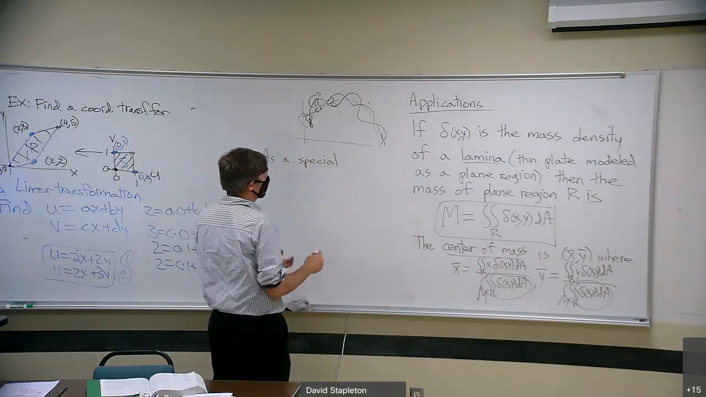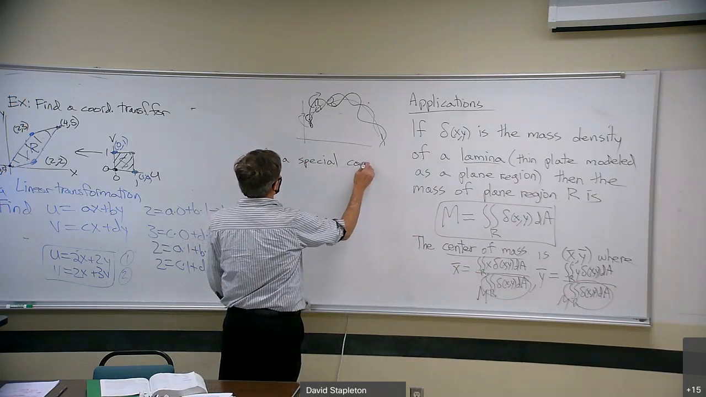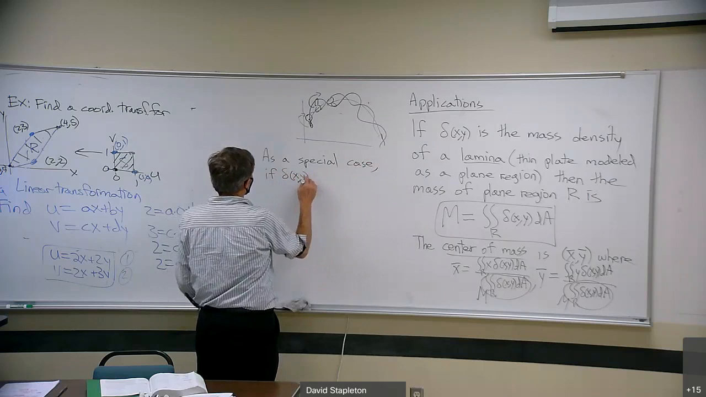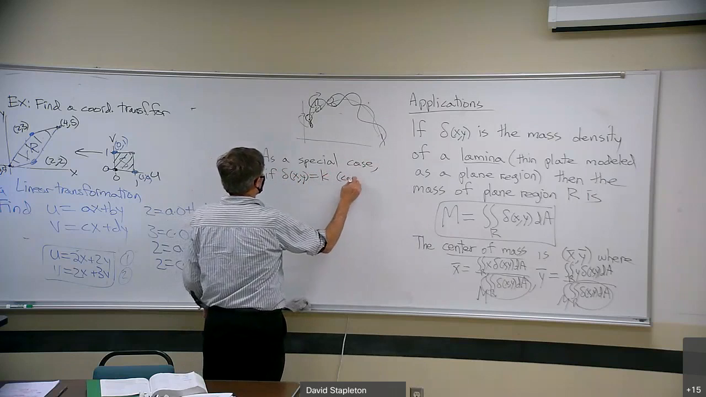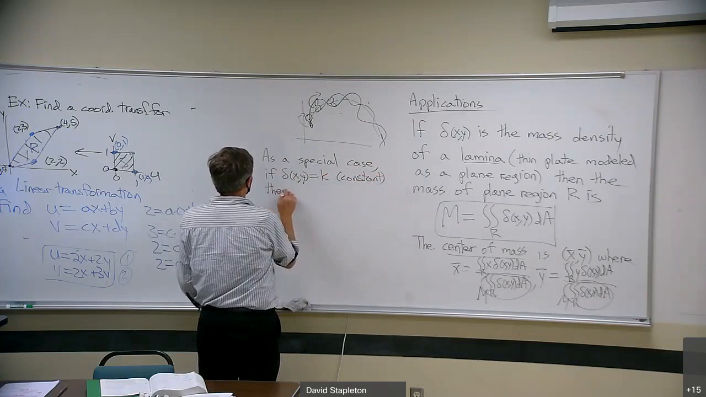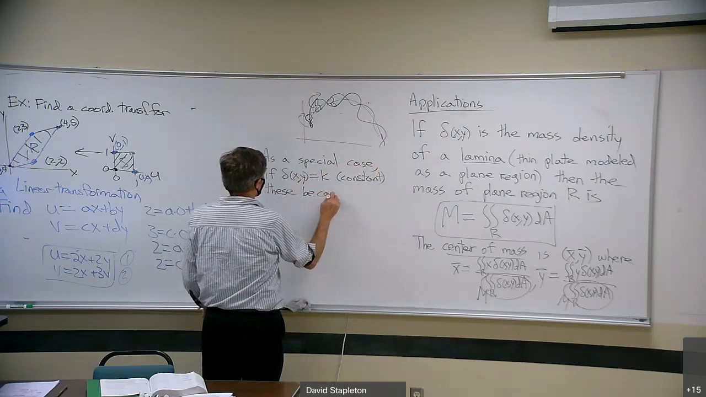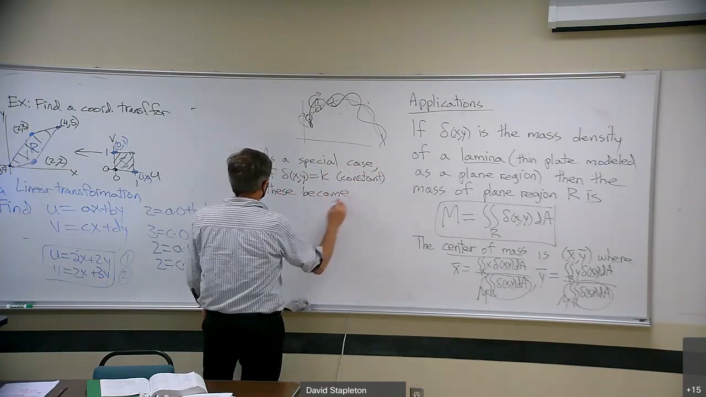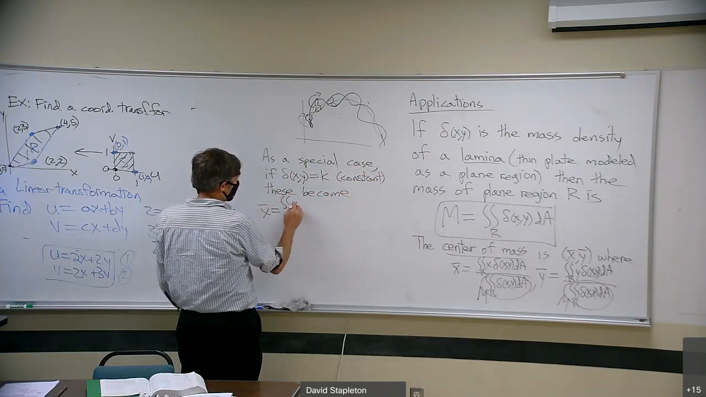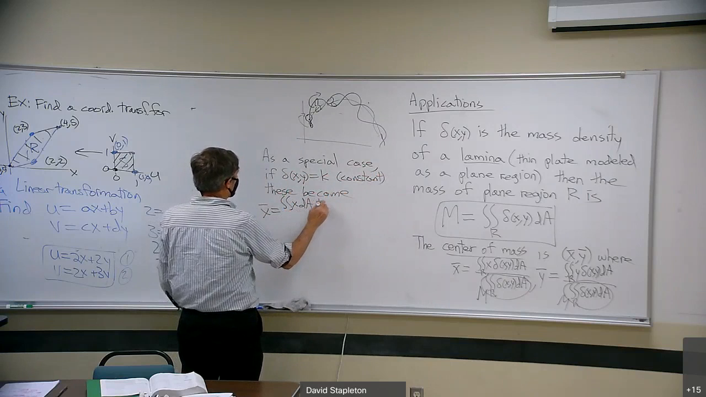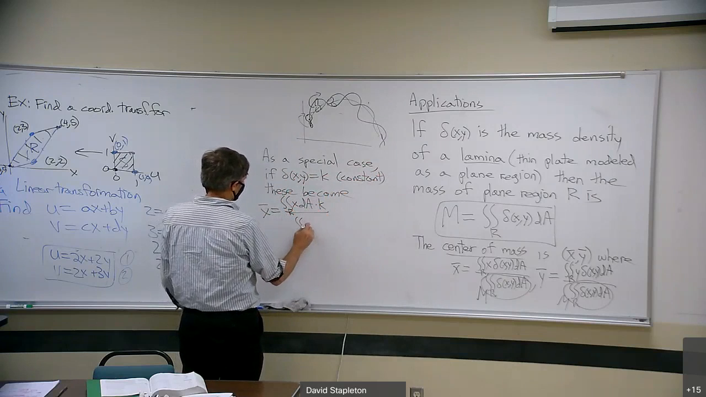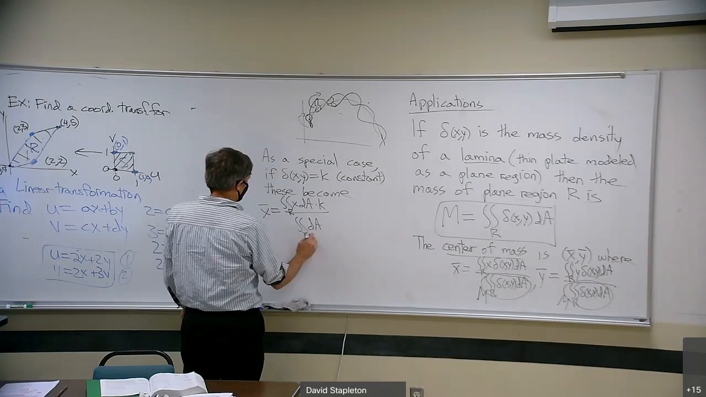Suppose you have an object of uniform density. Delta of xy is equal to a constant k. Now what happens? These become simpler, right? The first one becomes x bar equals double integral of x dA, and I can pull the constant out, right? The bottom one becomes double integral dA, and I can pull the constant out.